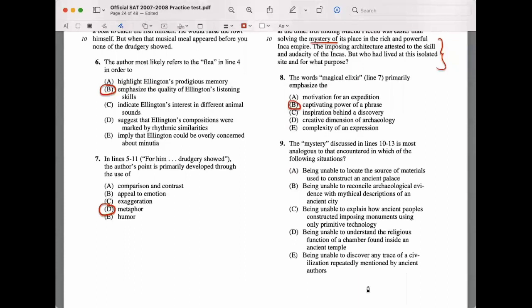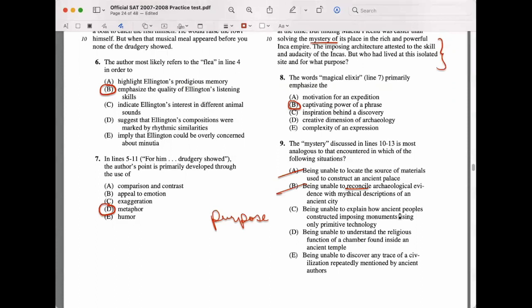Let's work with elimination. So I don't think it's A, because it's not about locating the source of materials, right? We have not reached that far into the passage. We have basically looked at why would this be here? What is the purpose of the imposing architecture, right? So being unable to reconcile archaeological evidence with mythical descriptions. So we are not looking to reconcile anything, right? So B is out.